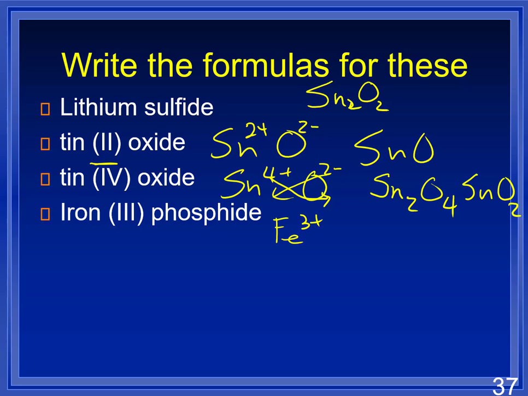Phosphide, P, group 5A. 5 minus 8 is negative 3. Or 1, 2, 3 more electrons to look like a noble gas. Either way, I get that phosphide has a 3 minus charge. Does that add up to 0? Yeah. So we're done. FeP.